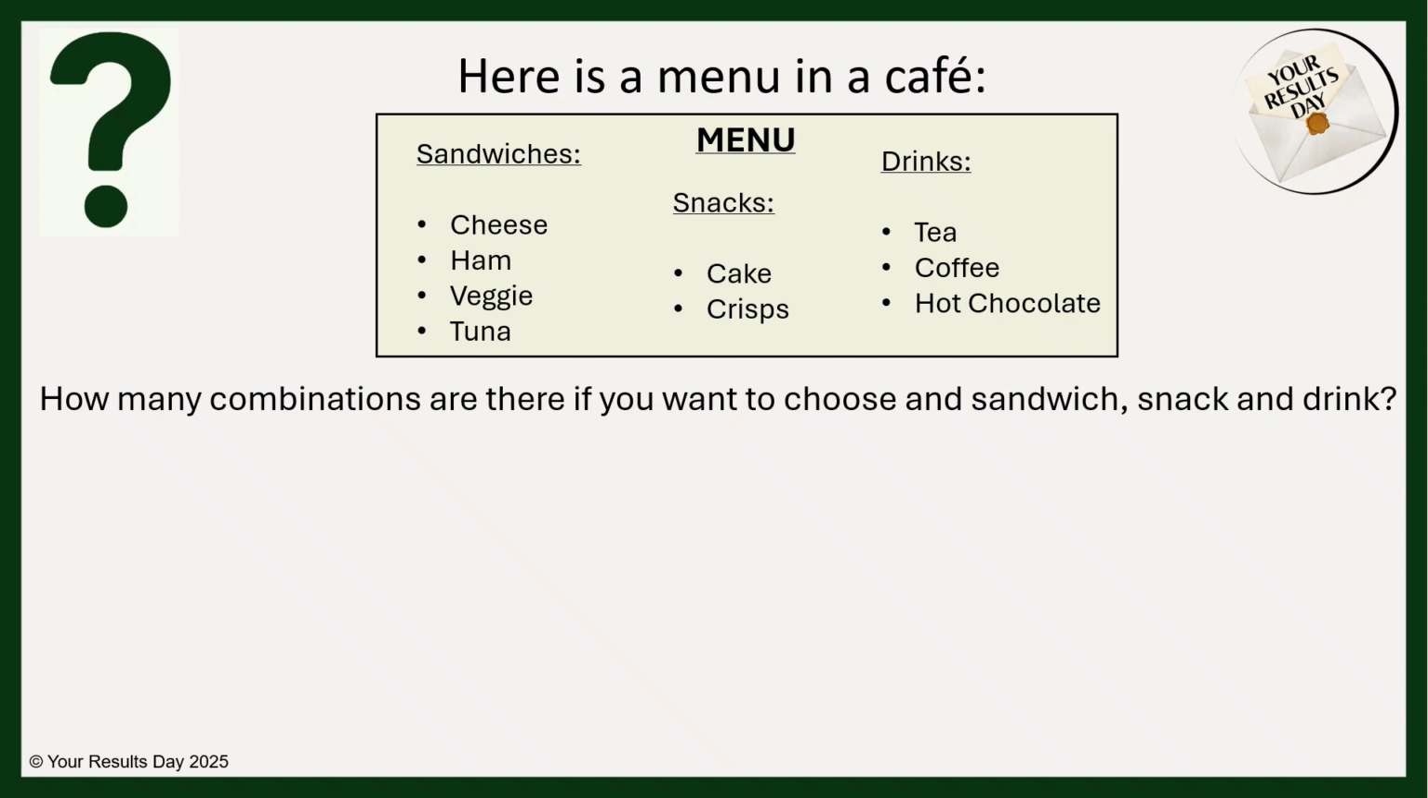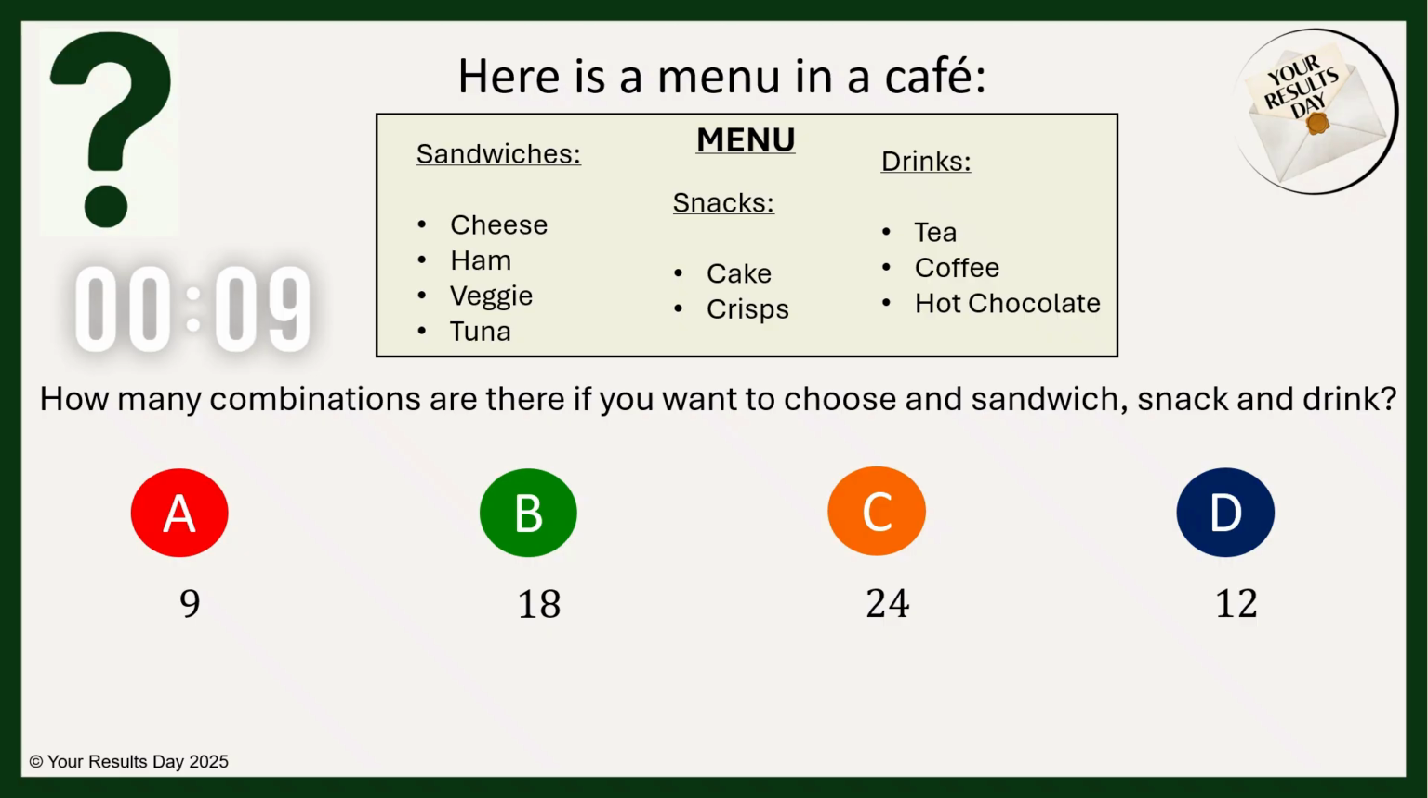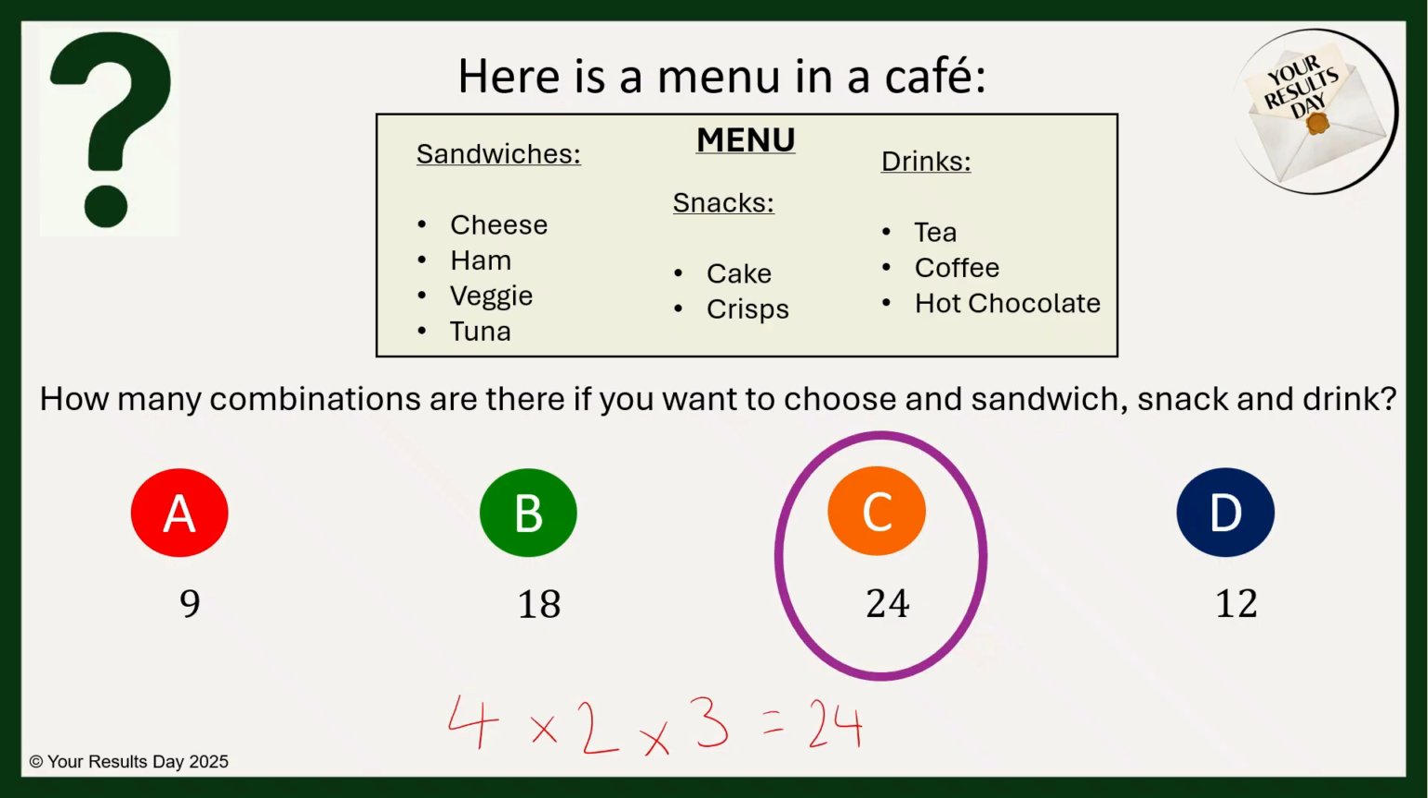Here is a menu in a cafe. You can choose from sandwiches: cheese, ham, veggie and tuna. A snack, there's cake or crisps. And drinks, you can have tea, coffee or hot chocolate. How many combinations are there if you want to choose a sandwich, snack and drink? So one thing from each section. Here are your options. Well, there were 4 sandwiches, 2 snacks and 3 drinks. 4 times 2 times 3 is 24. So if you said C, that's correct.